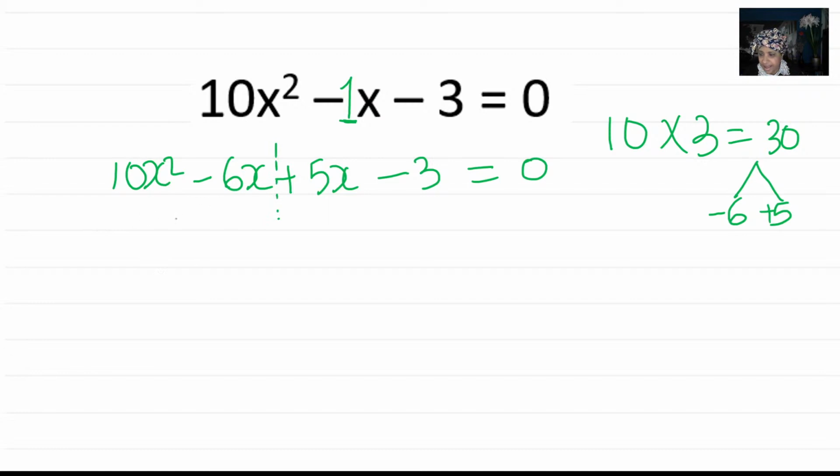Okay, so now we have our border right there. Common here is 10x. Well done. Minus 6 plus 5, guys. Mansi, remember the negative 6 there. But the numbers are right.